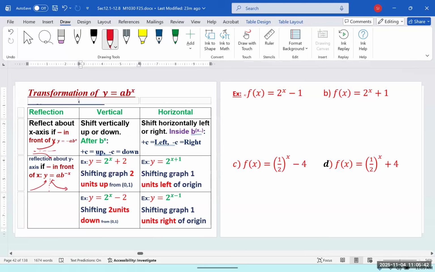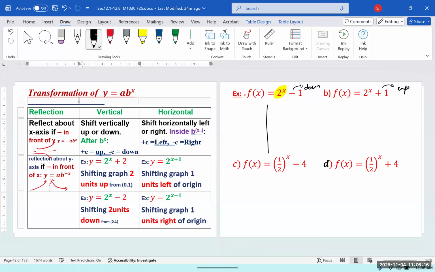Now let's do some examples. We have 2 to the x minus 1. The original function is 2 to the x. So we see the original function, and then we have a minus 1. So which type of transformation? Up, down, or left, right? Up, down. So minus means which direction? Up or down? Down. And the next one, plus means up.